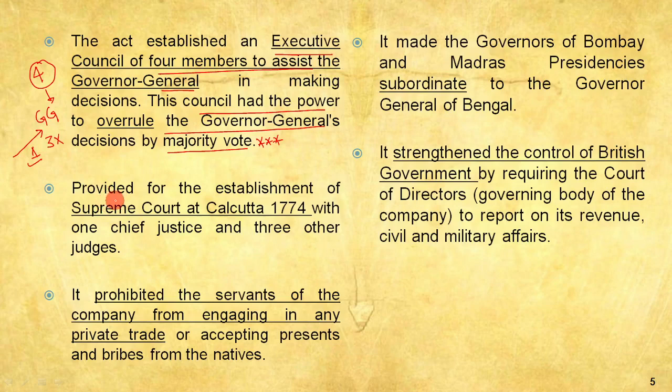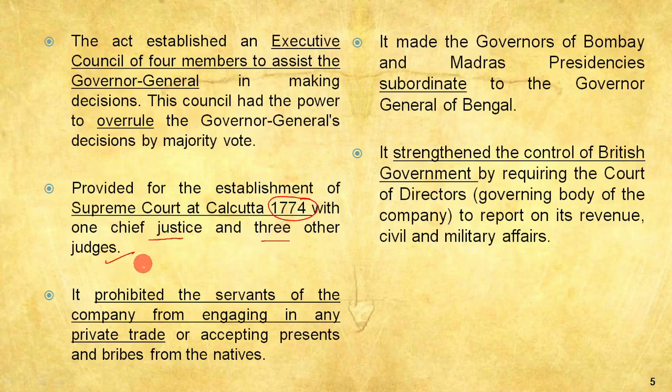Okay. The next important feature is that the act provided for the establishment of a Supreme Court at Calcutta, and a Supreme Court was established in the year 1774 to look after judicial matters. And in the Supreme Court, there was one Chief Justice and 3 other judges.